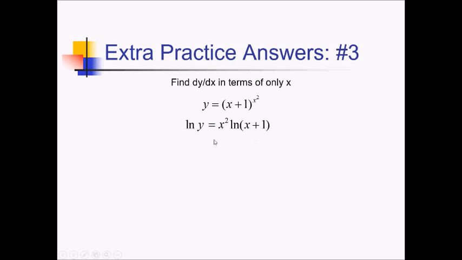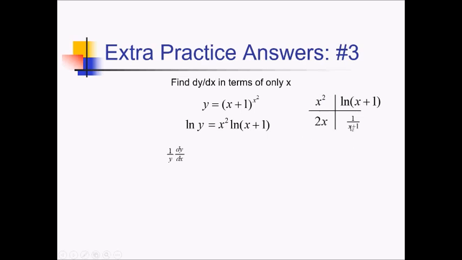And at this point, let me implicitly differentiate. So on the left side, derivative of ln of y, that's going to be 1 over y. But because y is an inner function of x, we have to multiply by the derivative of y, which we're just going to call dy over dx. Next, on the right side, we need the product rule. So we have x squared and ln of x plus 1, whose derivatives are, this is going to be 2x, and this is just going to be 1 over x plus 1.